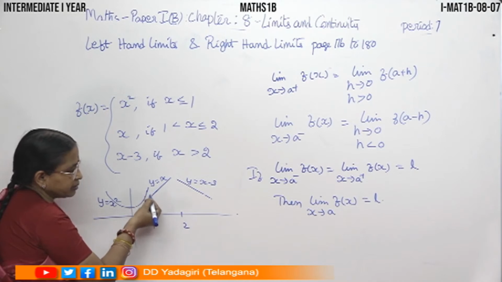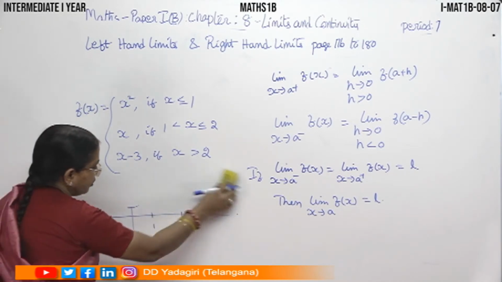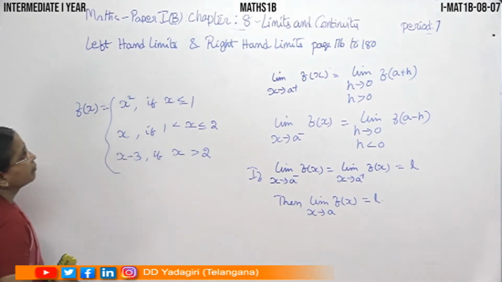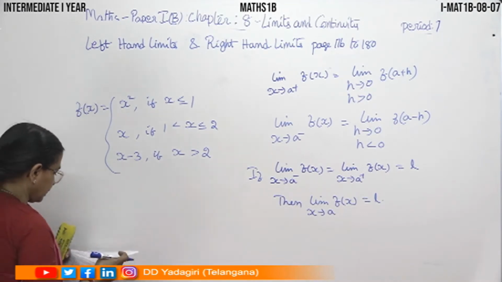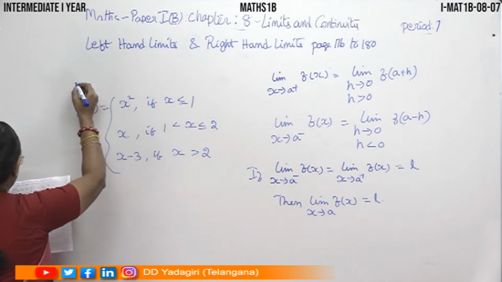So that means the limit values are not equal, so the limit does not exist. Like that we do. Here we should check whether left limit and right limit are same or not. So the questions are like this for these problems.